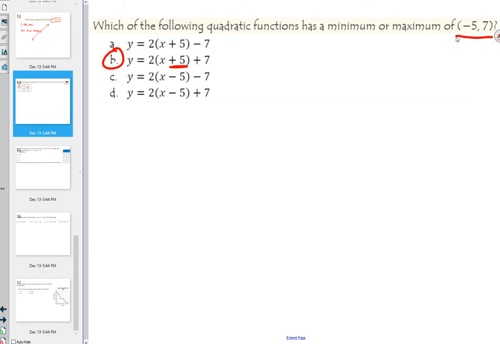Now, if there was a follow-up question that would ask you, okay, well, now that we know B is the answer, is it a minimum or a maximum there? Minimum, good. This is an upward facing parabola because A is positive. Therefore, the vertex is at the bottom. Skylar knows that. So he's just going to set this one out.